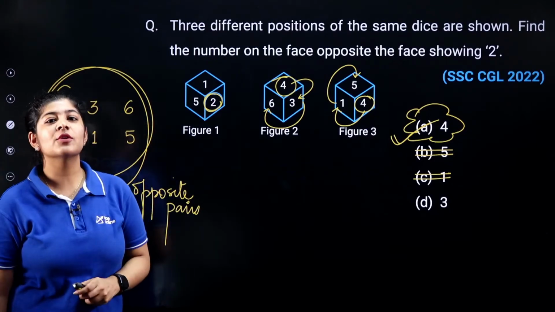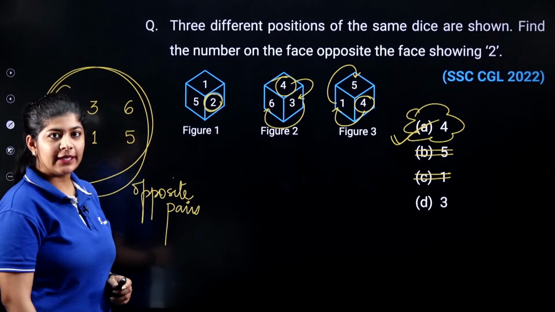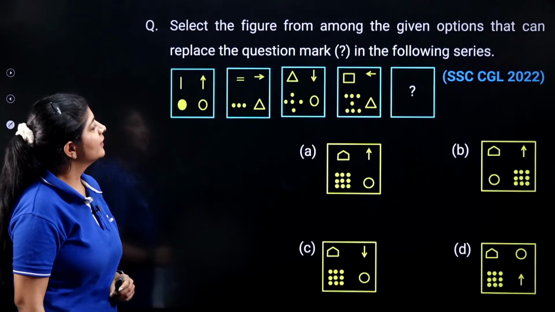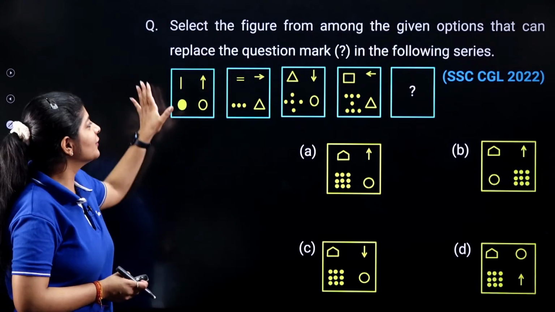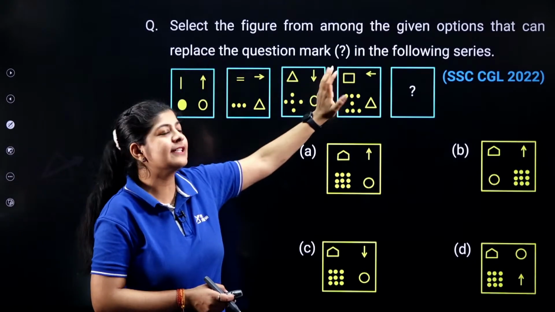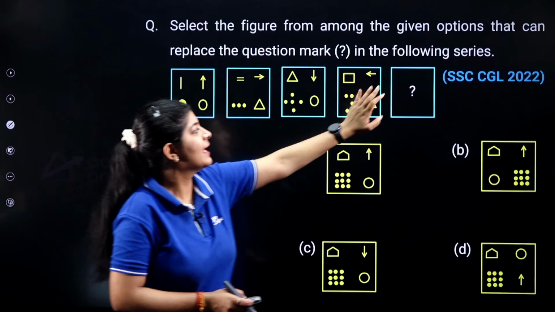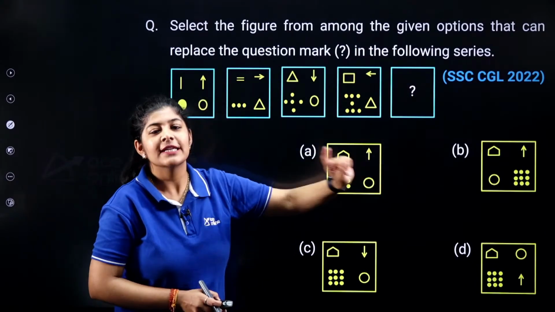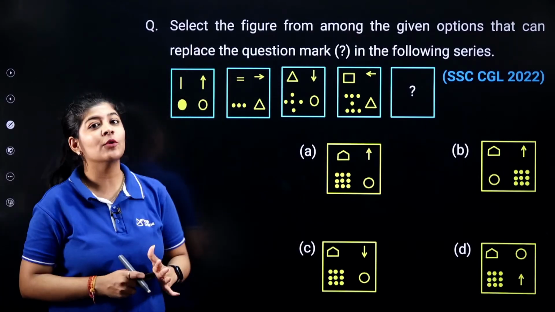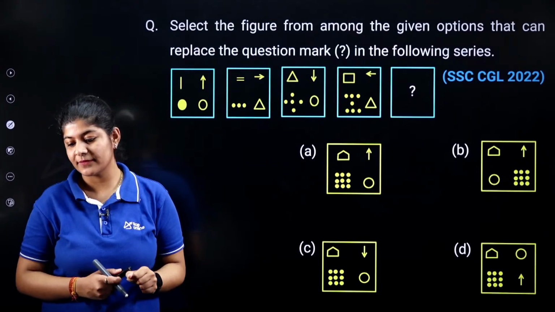Okay, so the correct answer over here is option number A. Clear? Next one. Okay, so this is a very simple question. All you need to do is analyze these figures, and you have to select the missing figure. For this one you have 4 options. Just select one and let me know your answer in the comment section.